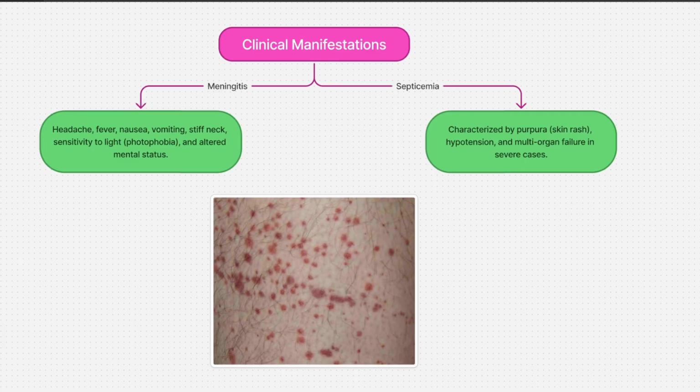in severe cases. And this picture right here shows the purpura, and there is hypotension, so usually you'll find in the lower extremities, if it develops way too fast, it can lead to severe skin necrosis, for example, in the feet.